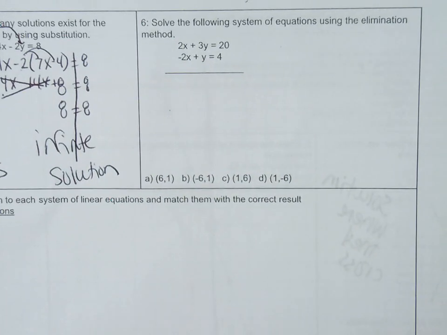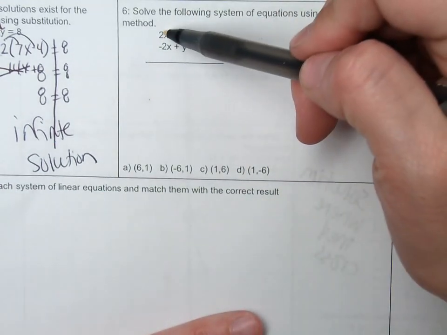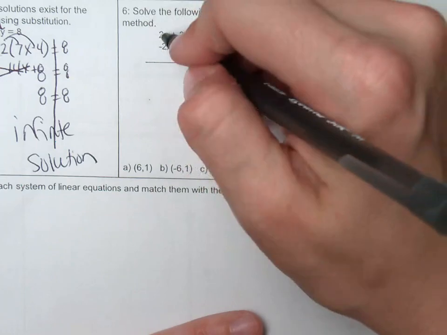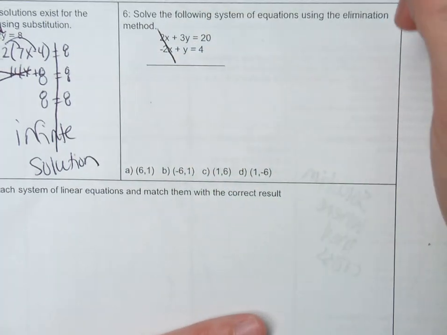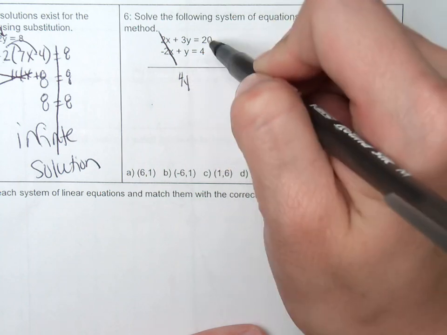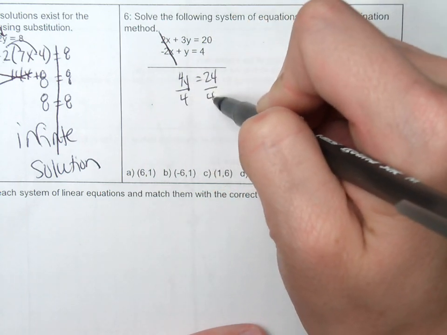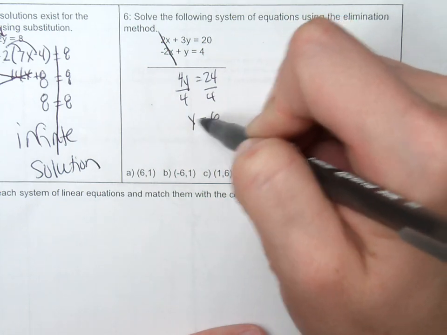Number 6, solve the following systems of equations using elimination. So we need to look for opposites. 2x and negative 2x are opposites, so those cancel. Combine your columns. 3y and y make 4y. 20 and 4 make 24. Divide by 4 on both sides. y equals 6.